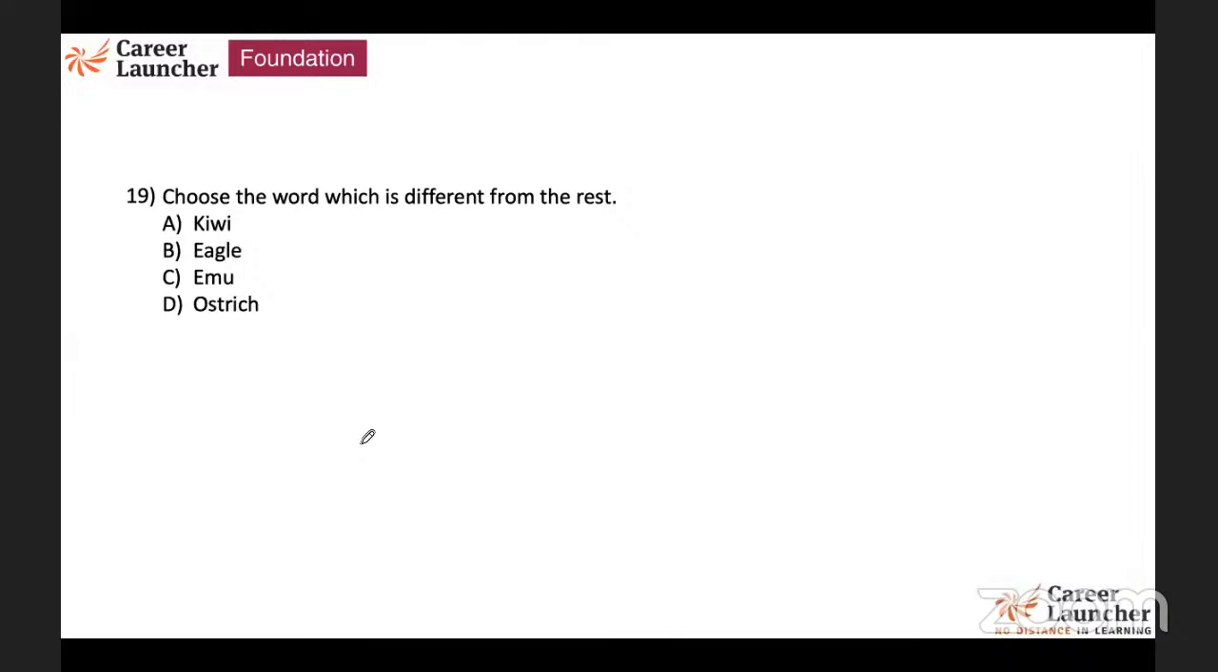Kiwi, emu, and ostrich are of the same type, they're birds which can't fly. All of the same family and can't fly. And eagle is different. 19th one is B. Next one.